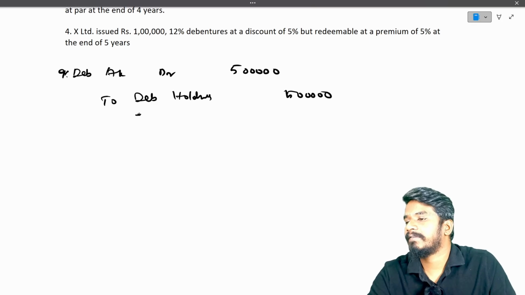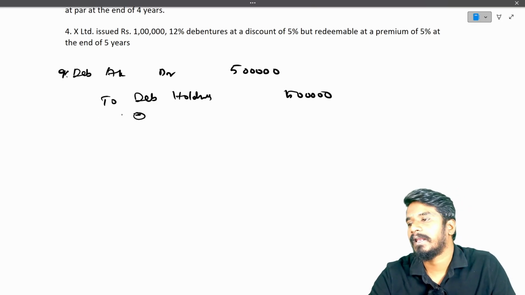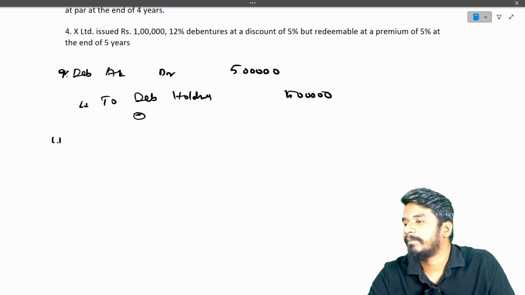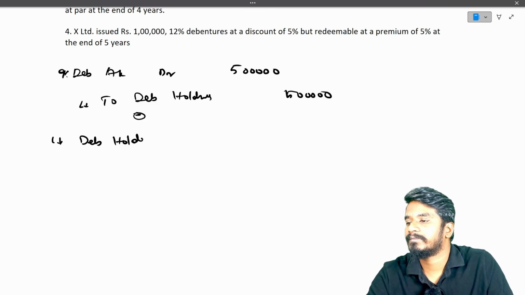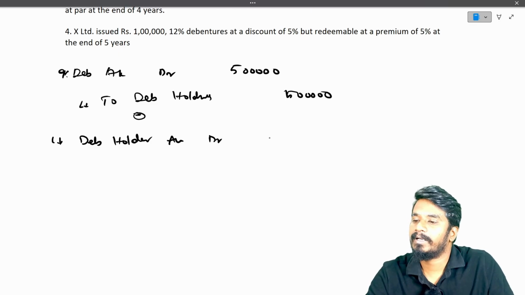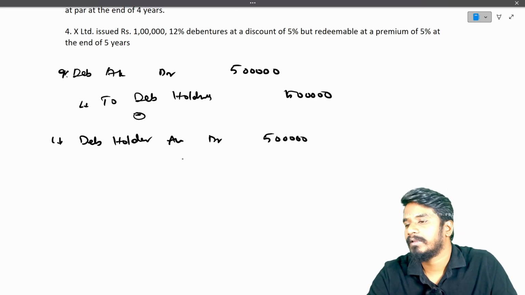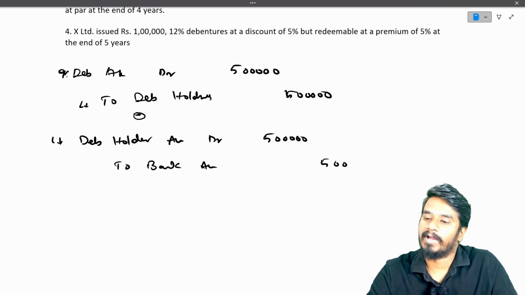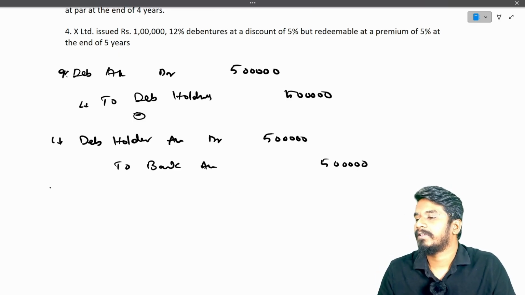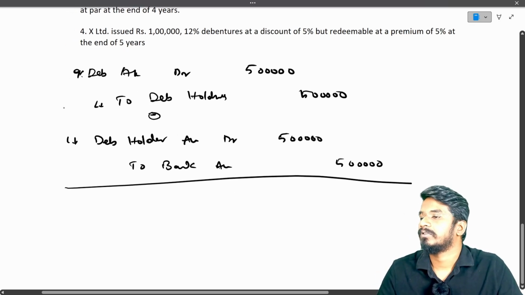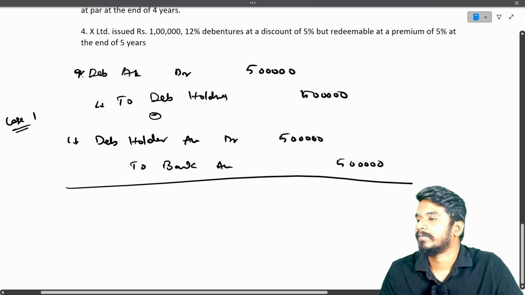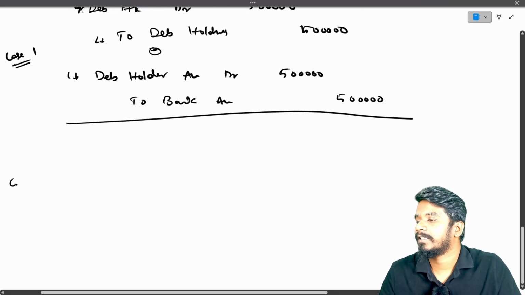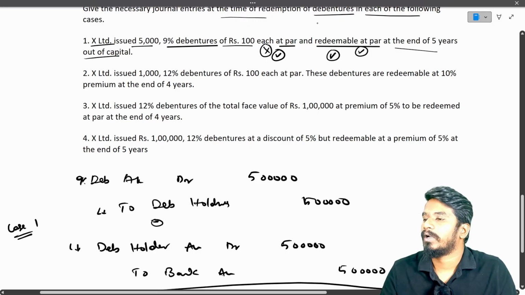Right. So now this entry will get reversed because at the time of payment, liability will decrease. So if liability decreases, we will debit it. Debenture holder account will get debited for how much? Obviously, we need to pay them 5 lakh rupees. To bank account, asset decreasing, so we'll credit it for 5 lakh rupees. Right. Fine. The first case is done. So this is case one. Right. So let us see case two, what we have.